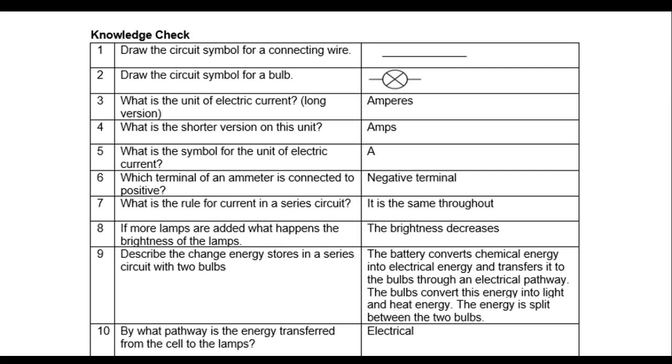When we look at the change of energy in a series circuit with two bulbs, the battery has a chemical energy store. This is then converted into electrical energy, and it is transferred through the wires through an electrical pathway to the bulbs, the two bulbs. The bulbs then convert this energy into light and thermal heat energy. The energy is split between the two bulbs, so it would be less energy than if there was only one bulb. And it is an electrical pathway that the energy is transferred from the cell to the lamp or bulb.